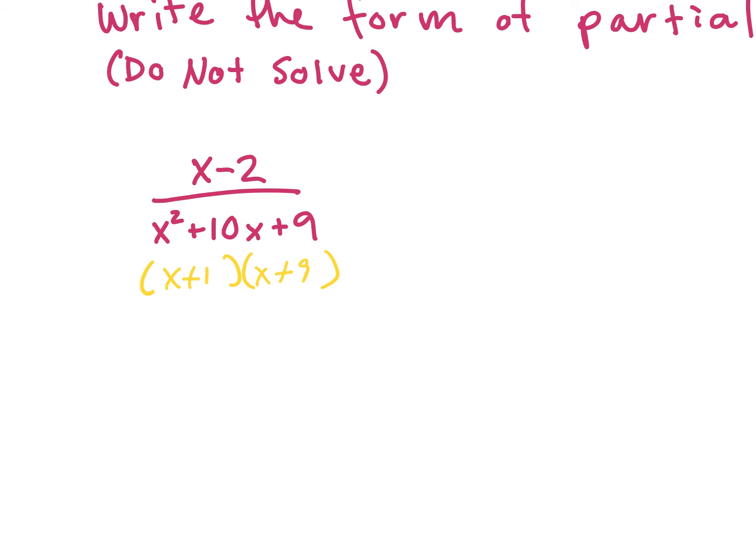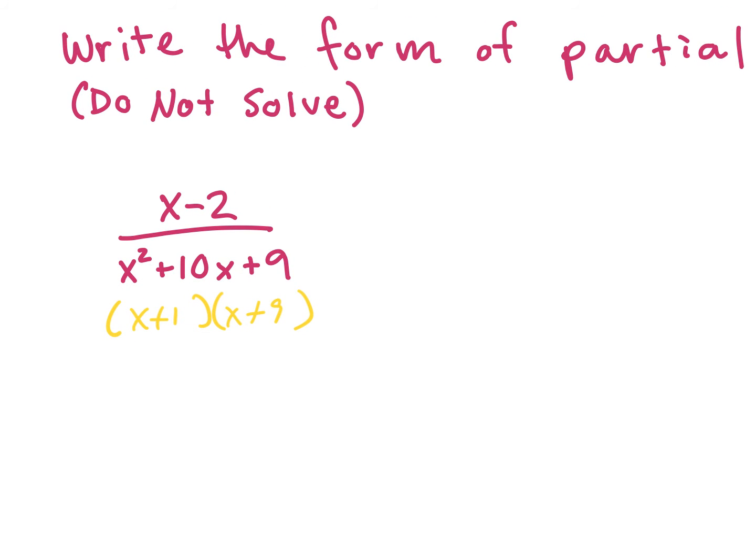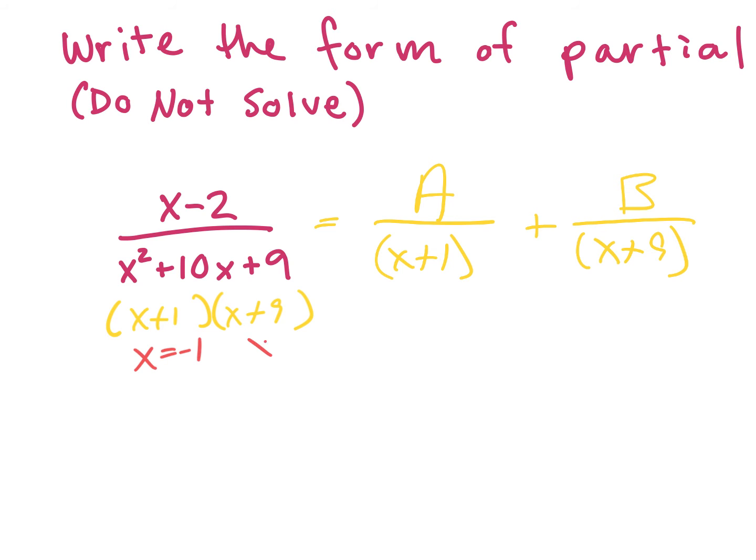You guys agree? Okay, so if all we're doing is setting this up, the first fraction's denominator is x plus 1, the second fraction's is x plus 9, correct? I have an A and a B. That's all they're asking you to do here, just set it up. If you were going to solve, what would the two values be that you used to solve with x? x equals -1 and x equals -9.